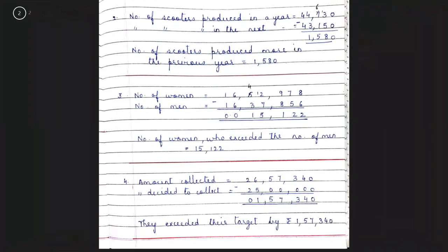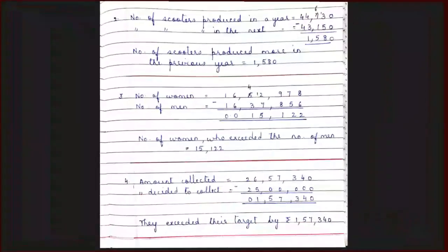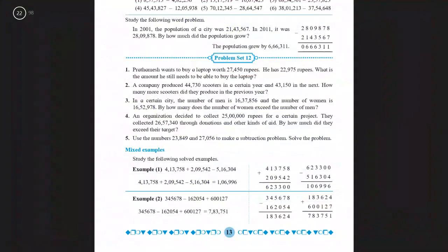So amount collected is 26 lakhs 57,340. Amount decided to collect is 25 lakhs. When you subtract, you get they exceeded their target by 1,57,340 rupees. Okay. We go to question number 5. Use the numbers 23,849 and 27,056 to make a subtraction problem. Solve the problem. Now children, this is an open-ended question wherein you need to make a question and solve it.